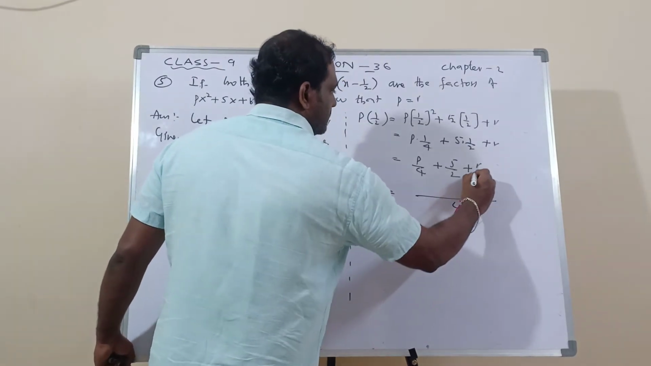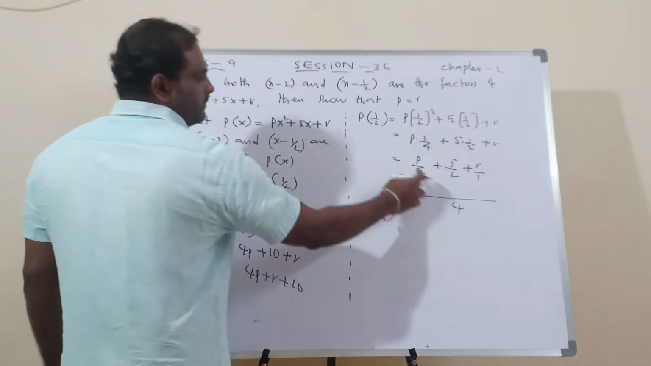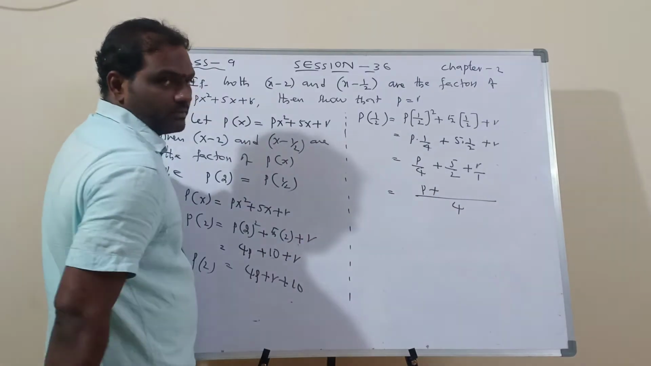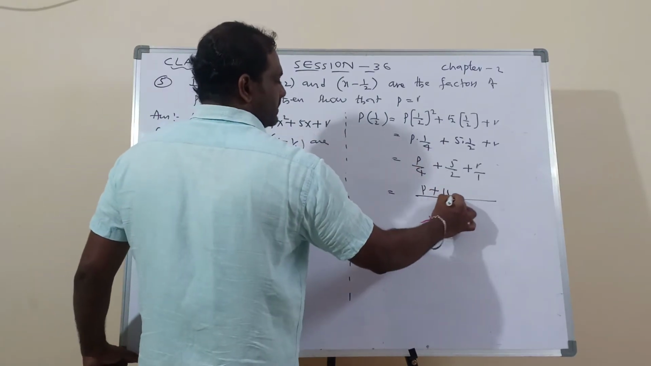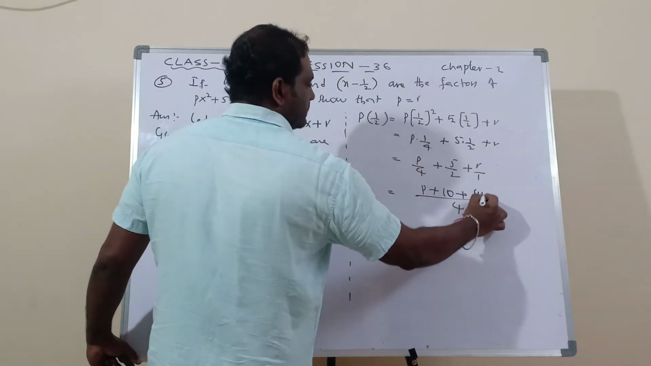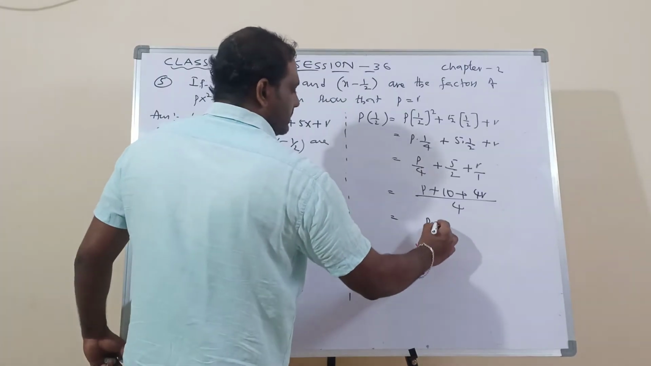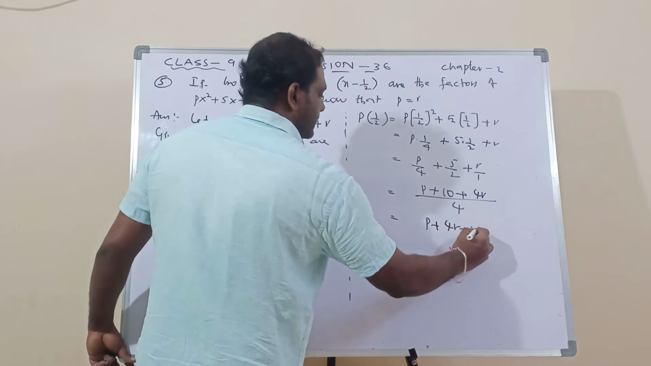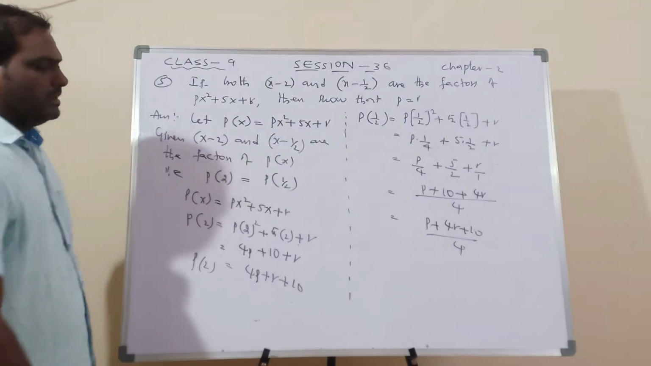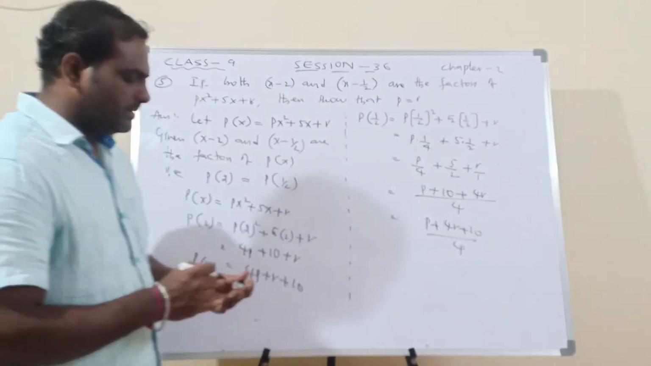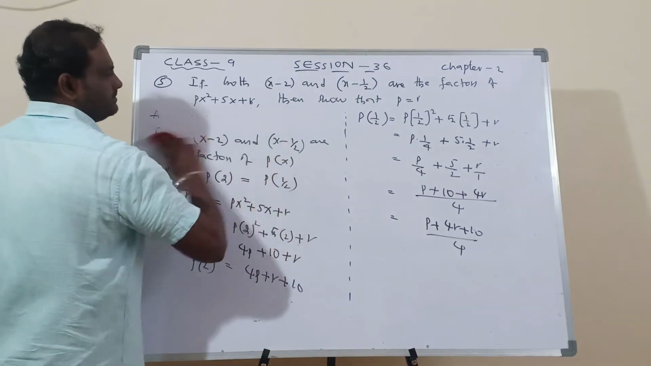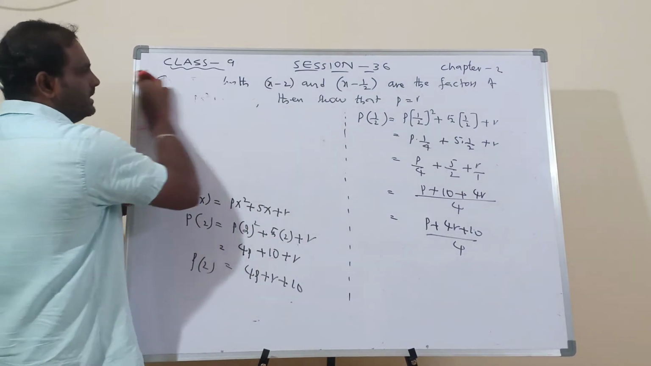Or find the LCM, it is 4. 4 1s are 4, 1 into p; 2 2s are 4, so 2 into 5, it is 10; plus 1 4s are 4, 4 into r, it is 4r. So I can write (p plus 4r plus 10) by 4, this is the remainder. So what is the next step? P of 2 and P of 1 by 2, both are equal. So I have to equate these two.